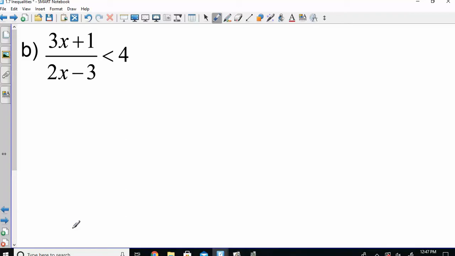So we can't multiply by the bottom because the bottom has an x. And I wouldn't know if that flipped my sign or not. So instead, we have to bring over the 4. So I get 3x plus 1 over 2x minus 3 minus my 4. That's like a 4 over 1. So if we need a common denominator, we're going to have to multiply it by 2x minus 3 on top and bottom.